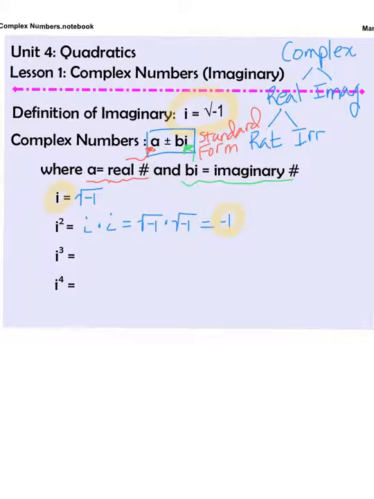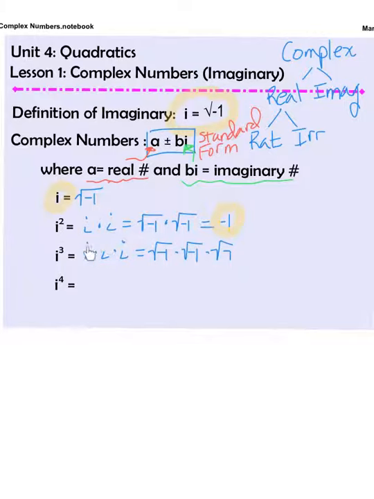So then i cubed you could read as i times i times i, which is the square root of -1 times the square root of -1 times the square root of -1. But I really don't like writing it this way. That's a lot to have to stretch out. We already know that i squared is equal to -1.